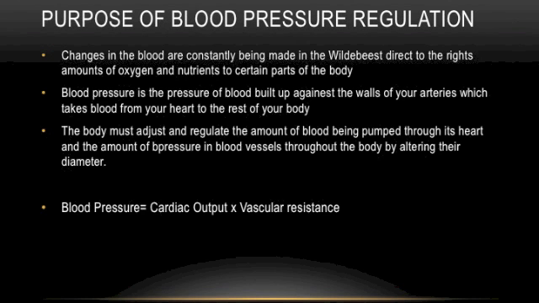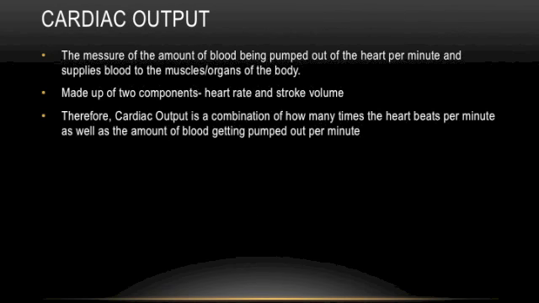The body must adjust and regulate the amount of blood being pumped through its heart and also adjust the amount of pressure in blood vessels throughout the body by altering their diameter. In order to survive, the heart pumps blood and gives the body the oxygen and energy it needs. Cardiac output is the measure of the amount of blood being pumped out of the heart in 1 minute and supplies blood to the muscles and organs of your body. However, this can depend on the speed and extent of the cardiac muscle contraction.